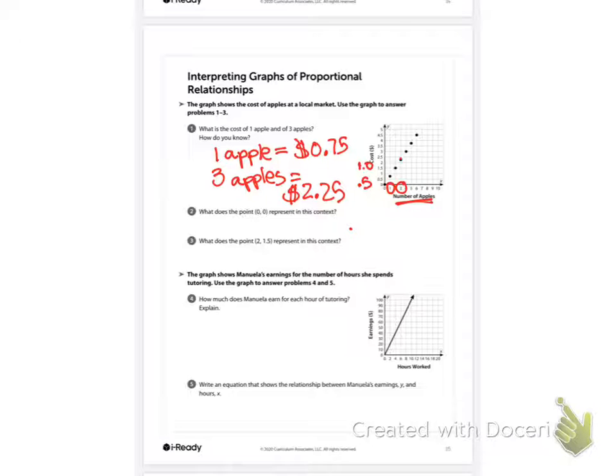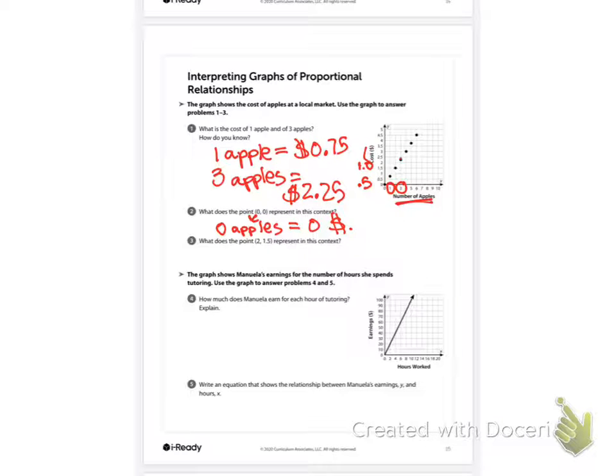What about 0, 0? It says, what does that represent in this situation? I want to think about what each of these numbers represents. The first 0 is the number of apples. The y, the second number, is the cost. So 0 apples would cost $0.